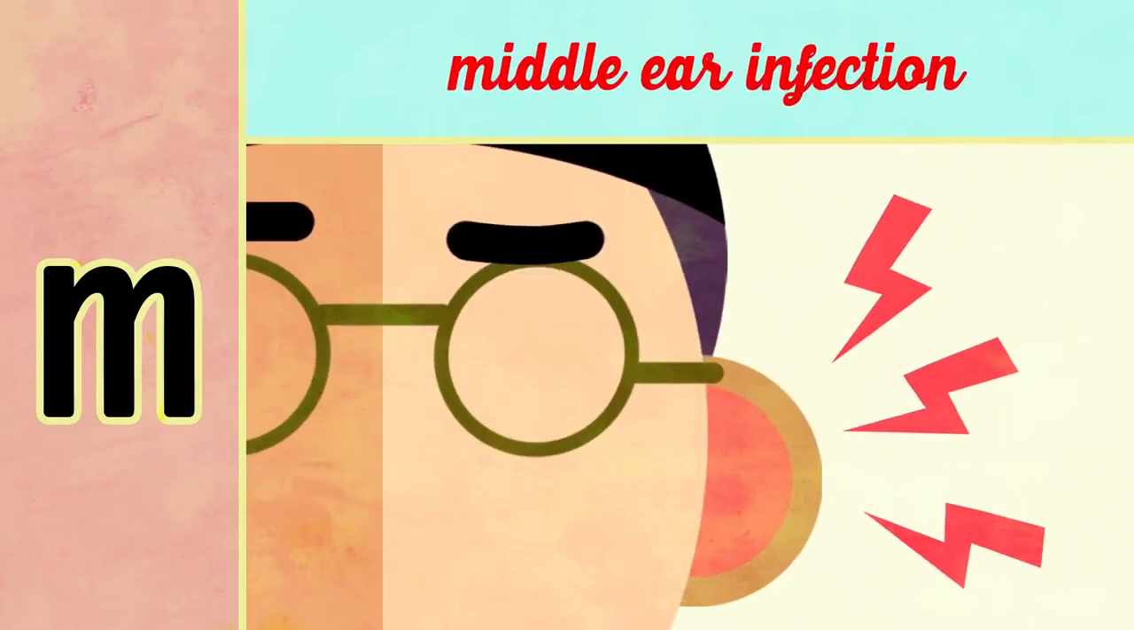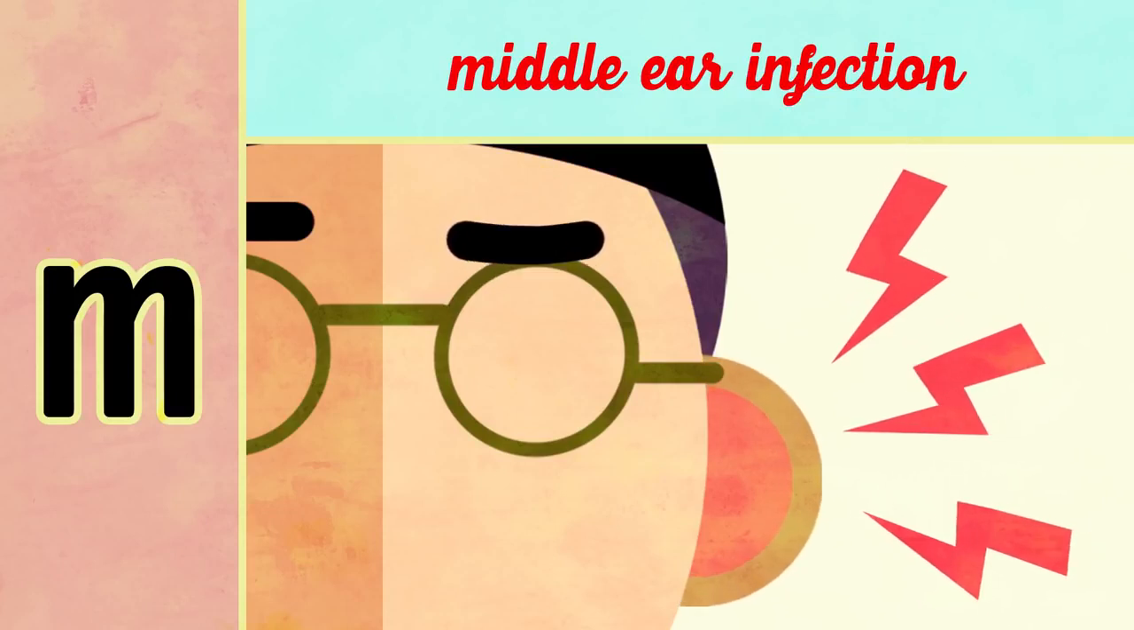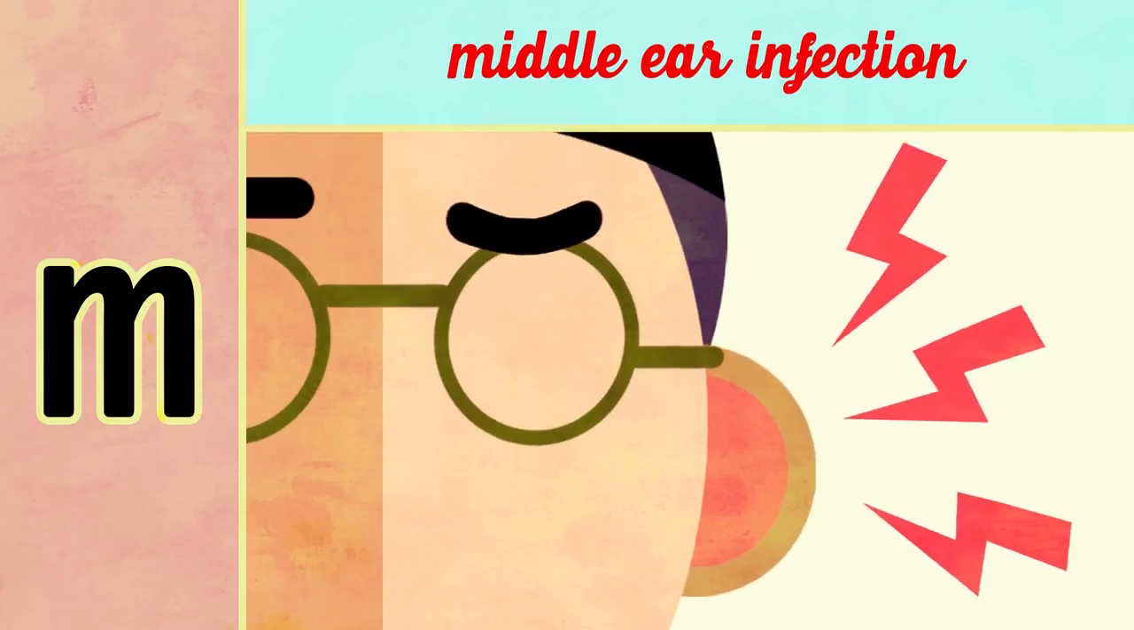DNS also predisposes to middle ear infection because eustachian tube, which is the only drainage source of middle ear, opens in nasopharynx, and DNS can cause its obstruction and result in middle ear infections.